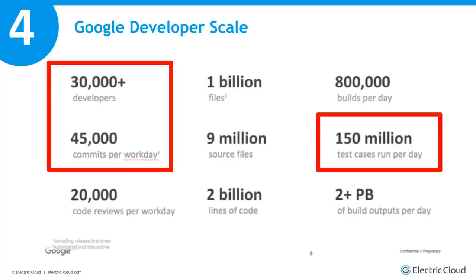As of a year and a half ago, they have 30,000 developers, and they have one CI system. They are practicing trunk-based development at scale. They're doing 45 commits per workday. Almost every property is deploying at least once per day. And the reason why they can do this safely is because they have 150 million test cases being run daily.